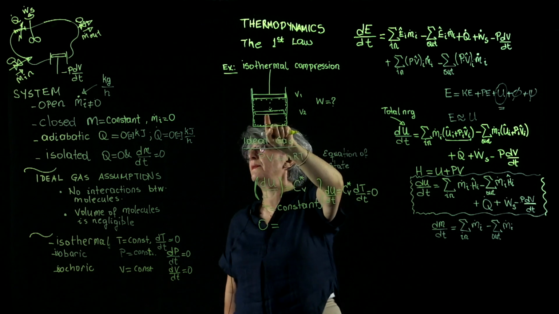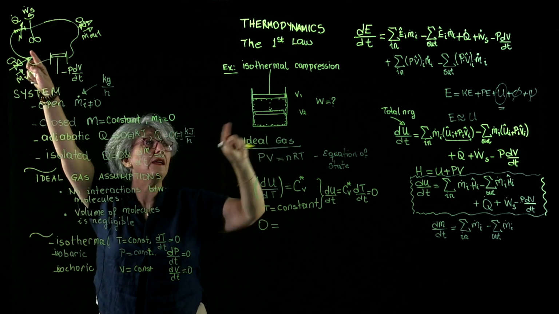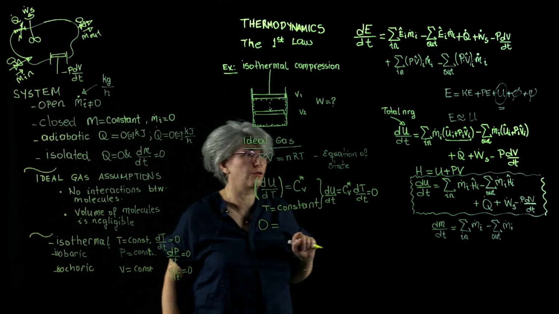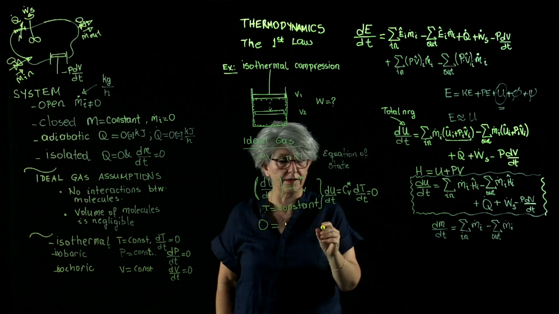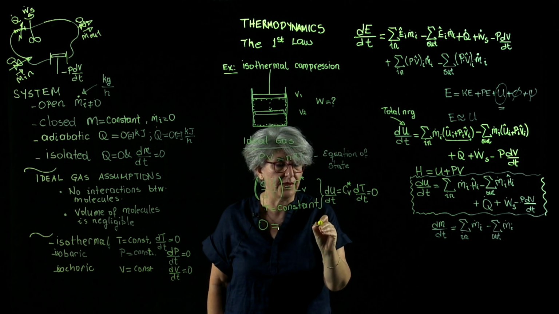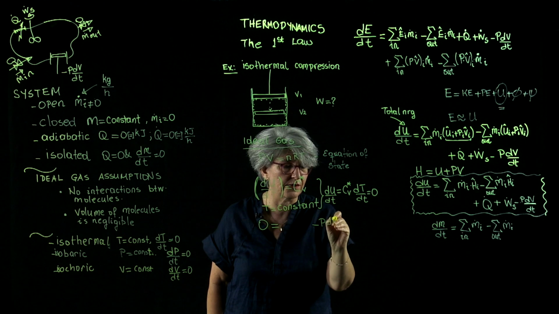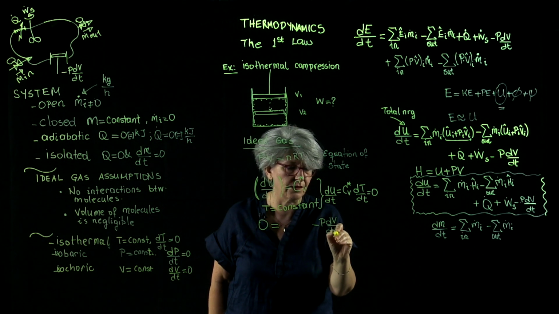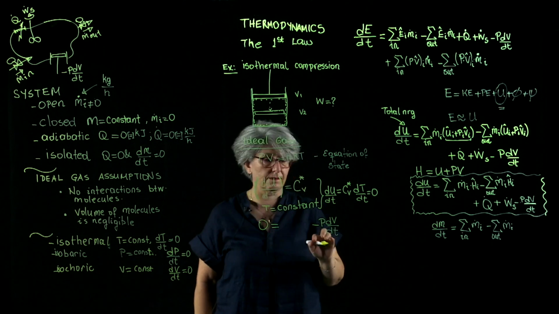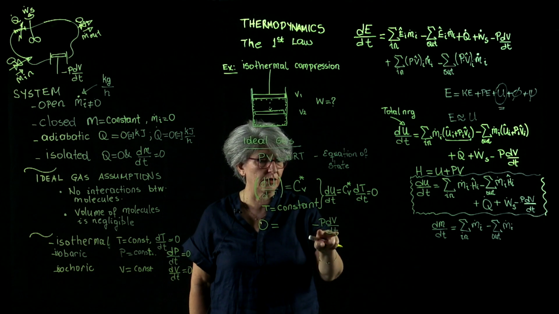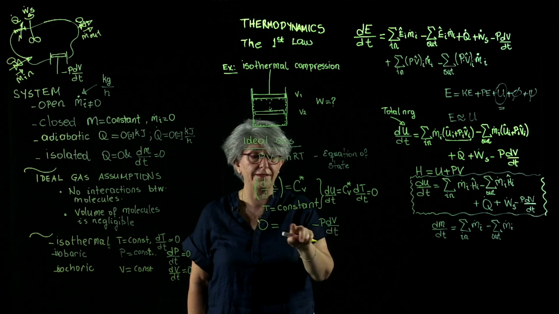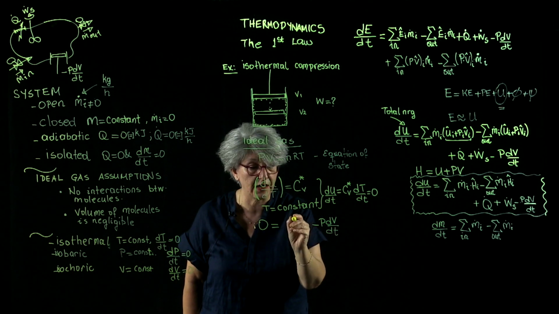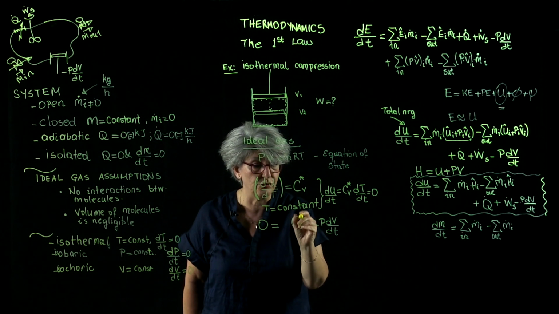I don't see any impeller in this configuration. There's no shaft work. I have minus P dV over dt. Okay? Minus P dV over dt. And in order to have a meaningful equation, I have to have Q dot.